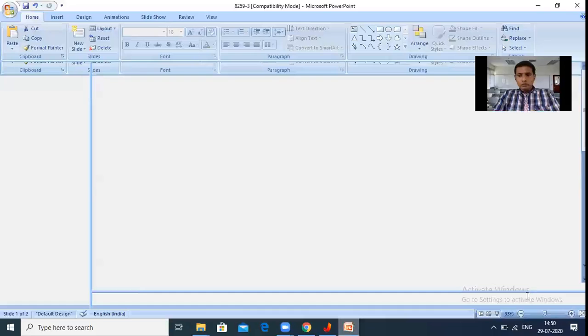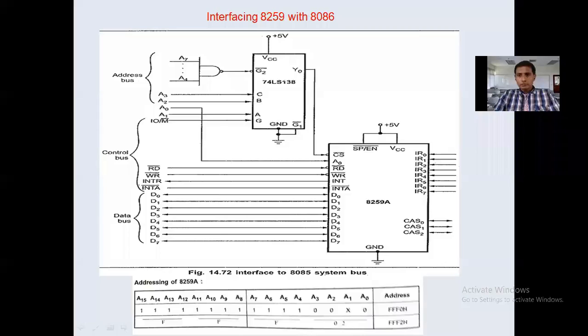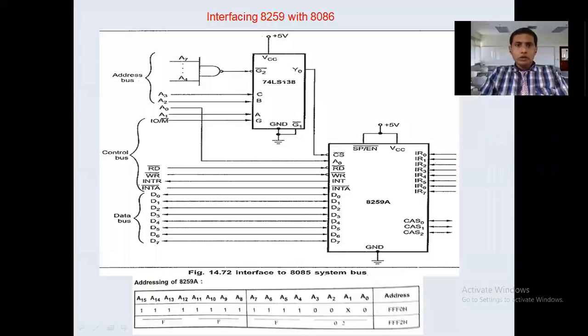So now in this video, I will give you a brief idea about how we can interface 8086 with 8259, in the normal mode as well as in the cascaded mode. Let us see in which way we can interface 8086 with 8259. Okay, I will make it full screen. Now let us see our topic, interfacing 8086 with 8259.